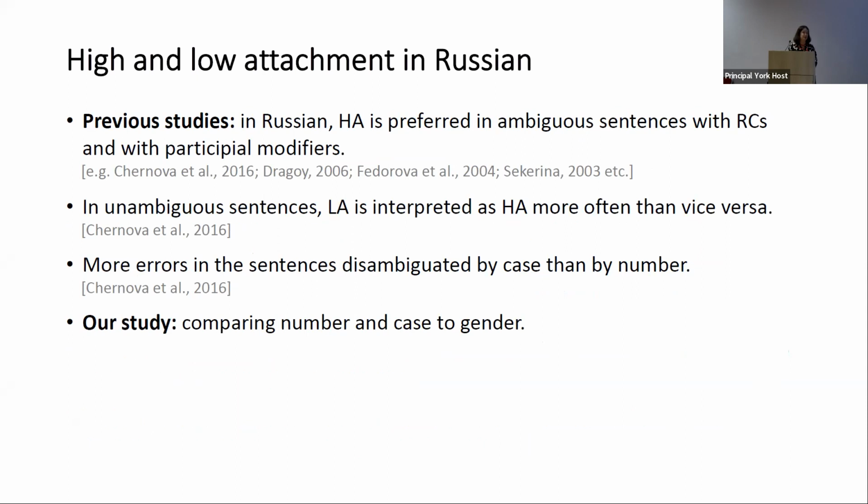So previous studies on Russian demonstrated that high attachment is preferred in ambiguous sentences, both with relative clauses and with participial modifiers. And they also demonstrated that in unambiguous sentences, low attachment is interpreted as high attachment more often than vice versa, which also points to this preference for high attachment. And also Chernova, myself and colleagues demonstrated that people make more errors in the sentences disambiguated by case than in the sentences disambiguated by number. And in the current study, we focus on this interesting distinction, and we decided to introduce the gender feature into the picture to see whether the number of errors with gender would be higher or lower.